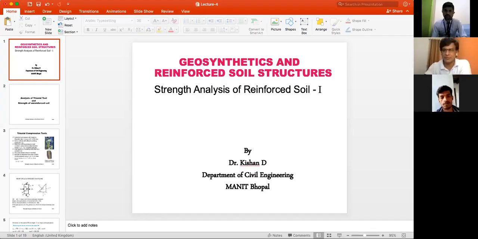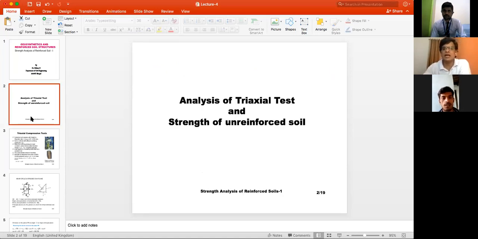Properties of the soil. Initially, I'll take you to that. First, we'll discuss without reinforcement. Then after that, we'll go to the case with reinforcement, with this column. So let us see the analysis of the triaxial test and strength of the unreinforced soil. First, we'll discuss the unreinforced soil. Then we'll go to the reinforced soil.